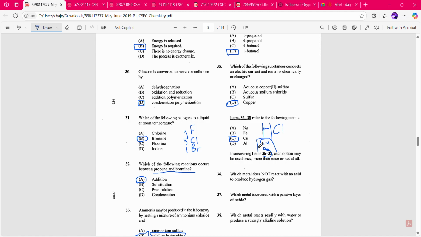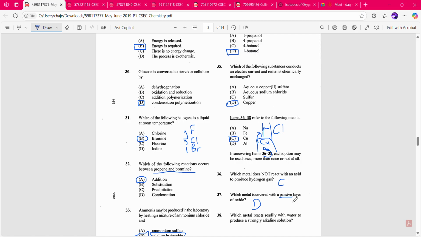So if you added copper to an acid, which is for example HCl, the copper would not displace the hydrogen in the acid, right? So the answer, oh my bad, I should bring it down here. 36 is C. 37. Which metal is covered with a passive layer of oxide? D, which is aluminum.